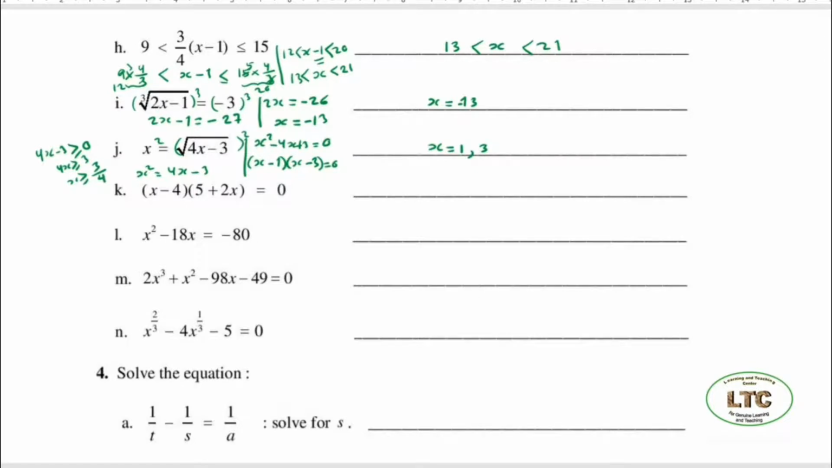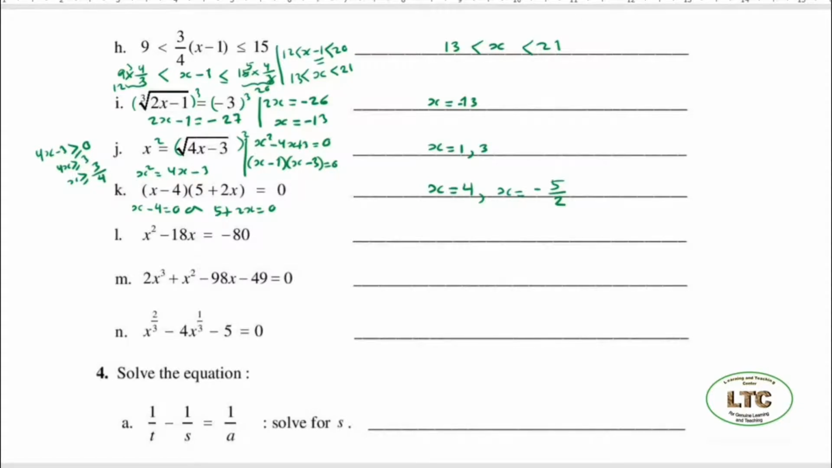So both are solutions. Here the two brackets, the two factors, the multiplication of the two factors is 0, therefore by zero factor property x minus 4 is 0 or 5 plus 2x is 0. So you solve this, you will get x is 4, this is the solution, and here 2x is negative 5, x is negative 5/2, yeah, you check carefully.